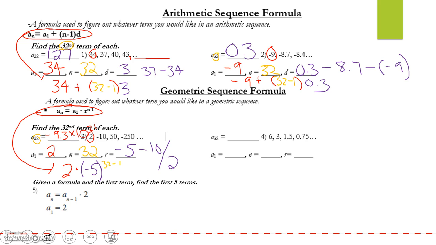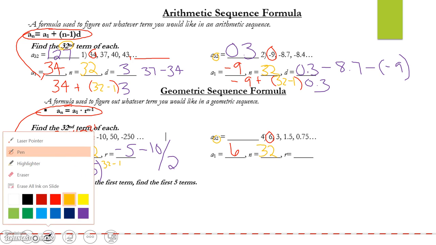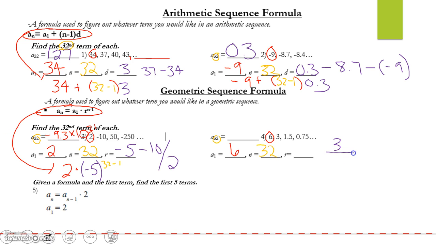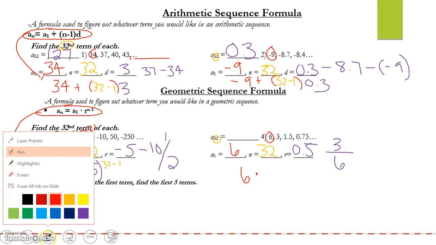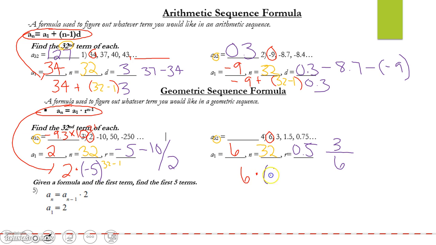All right, number 4, the first term in this case is 6. The number of terms is 32, and then my r is the second term divided by the first term. So 3 divided by 6 is 1/2, or you could just use 0.5. So then I fill it into my formula. So a sub 1, 6 times my r, which is 0.5, and I raise it to the n minus 1, so 32 minus 1.